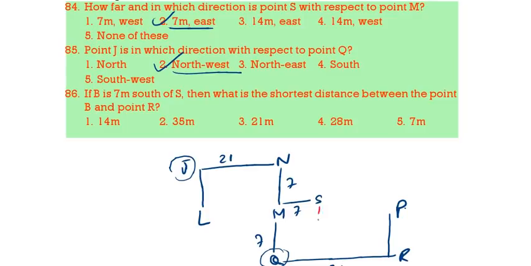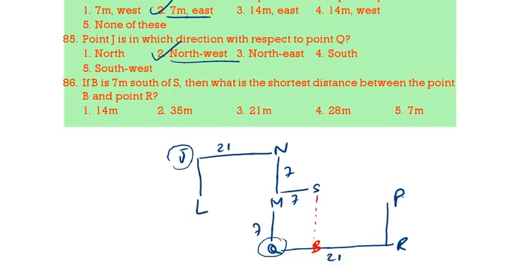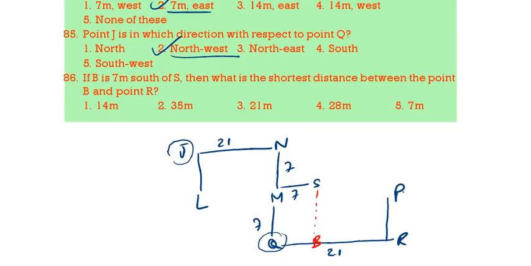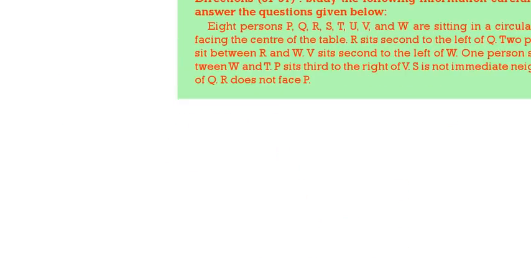If B is 7 meters to the south of S, so let us write B 7 meters. That means here we will get B. What is the distance between B and R? This is 21 meters. This totally is 21. This will be 7. So 21 minus 7, 14. The distance between B and R is 14 meters. 1 is the correct answer.